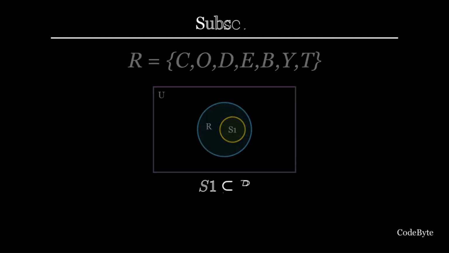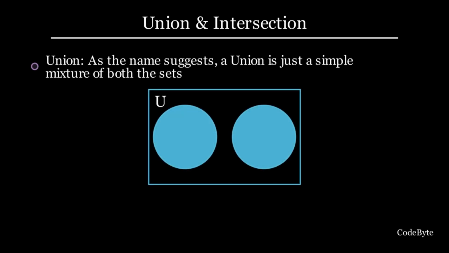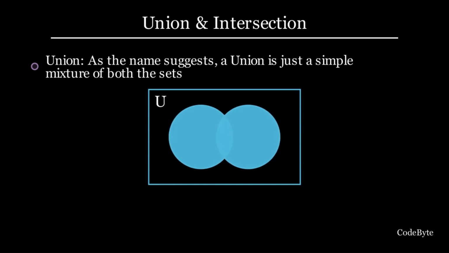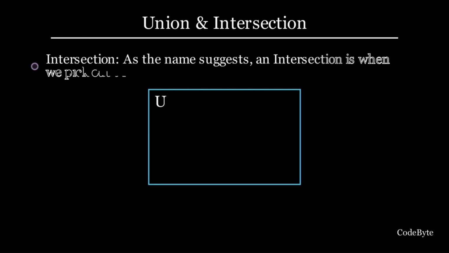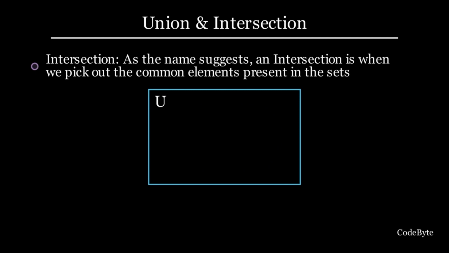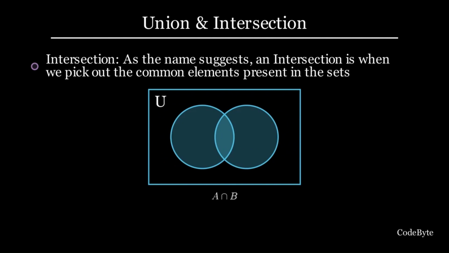Let us move forward to the concept of union and intersection. Union. As the name suggests, a union is just a simple mixture of both the sets. Intersection. Here we just pick out the common elements from both the sets.